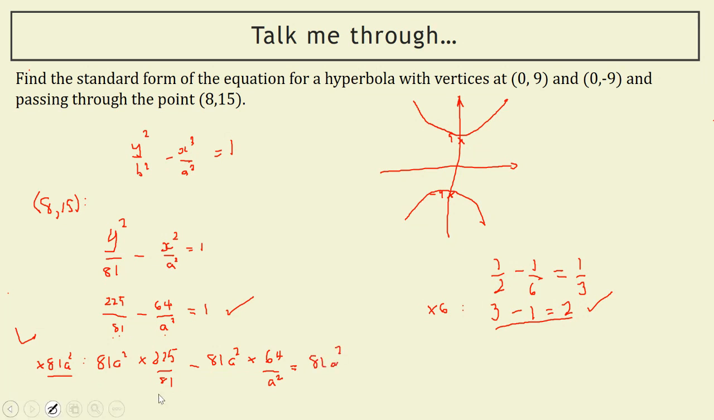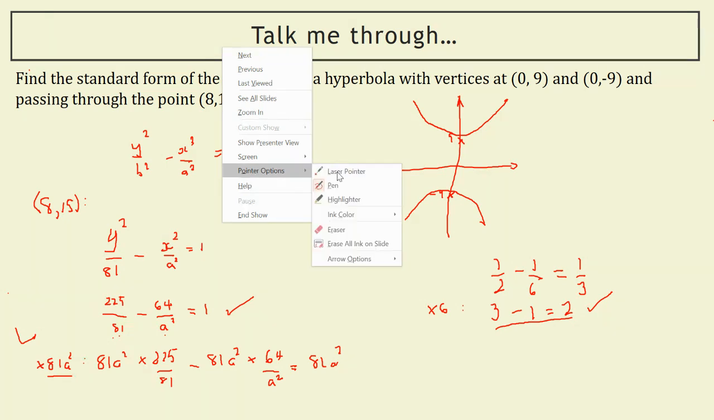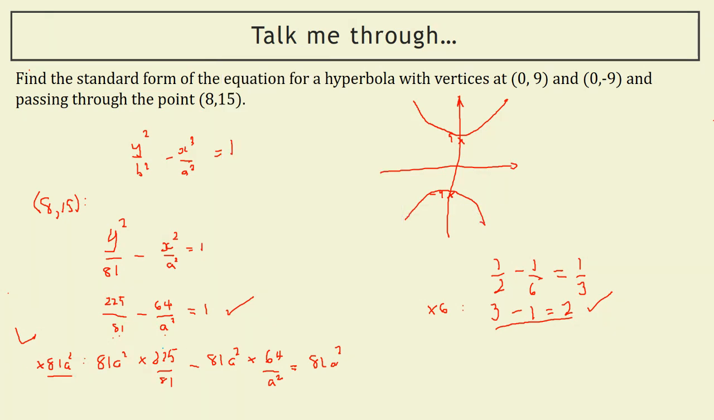Okay, and then you can think about what you can say. I'll change my colour if I do that. If I change to blue, you can think about what's going to disappear. So we're going to have the 81s cancel, a 1 and a 1. The a squared is still there. The a squareds here cancel. And we've got rid of all of our fraction.